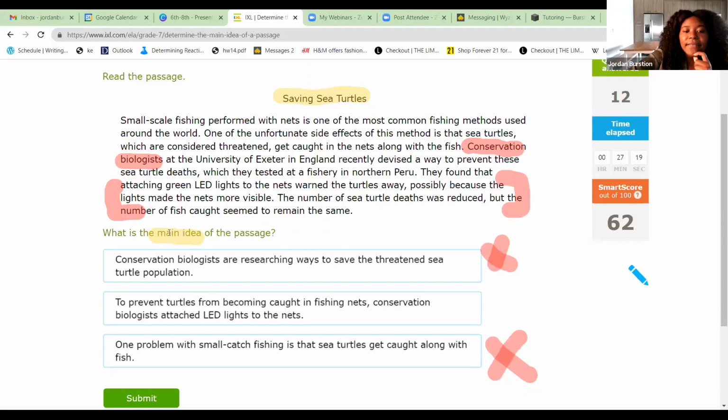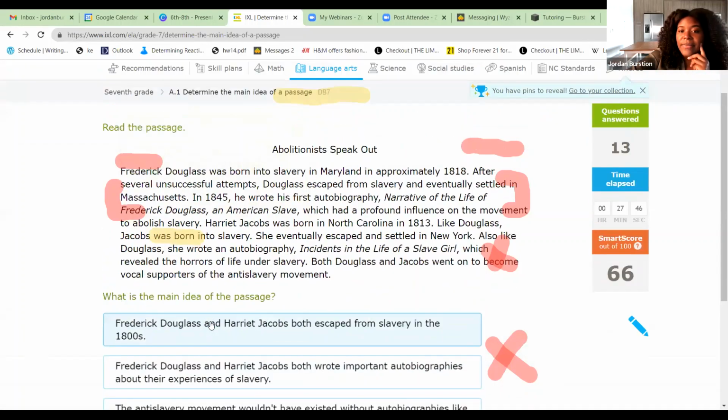So the main idea of the passage, we want to make sure that we include all of the key details. The fact that sea turtles are being harmed by fishing, the fact that conservation biologists are researching to prevent this, the fact that they're using LED lights that seem to be working. Okay, so I'm going to submit that one.